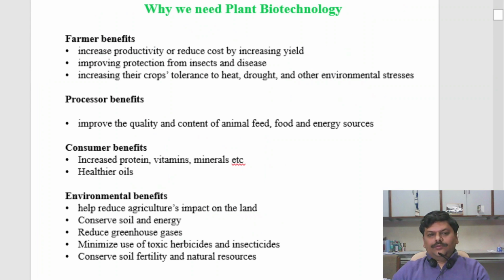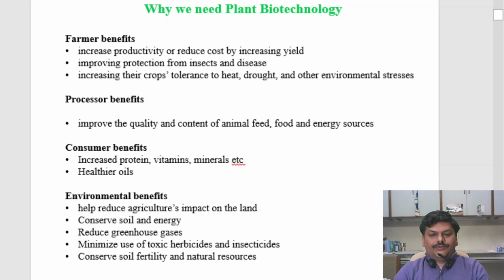Also, when so many technological developments are happening around us, we can ask ourselves, why do we need plant biotechnology? There are many benefits of plant biotechnology. Some of them I have listed here. For example, plant biotechnology is helpful in farmers' benefits in one way or another, such as an increase in productivity or reduced cost by increasing yields. If productivity increases, then it is directly related to farmers' benefits.